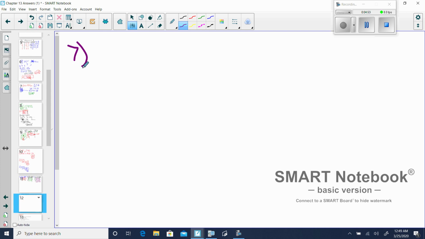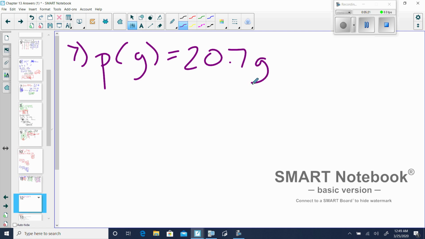In the recent 82 game season, Dwight Howard of the Orlando Magic averaged 20.7 points per game. His approximate total points scored, P of G, is a function of the number of games that he played. So his approximate total points scored is equal to his per game average times the number of games that he played, right? Because it's a function of the number of games he played.